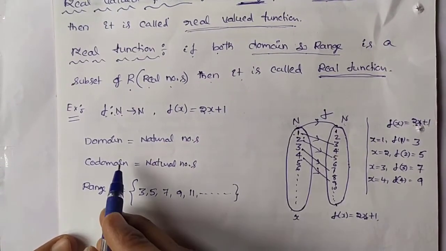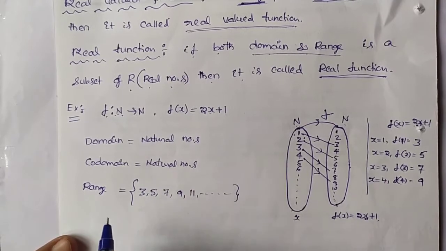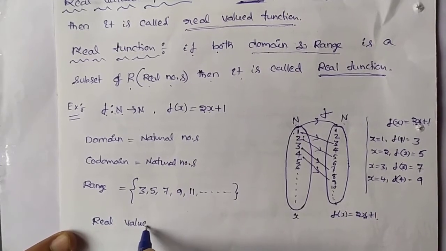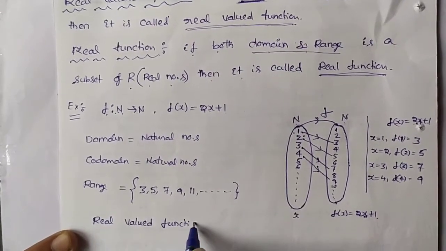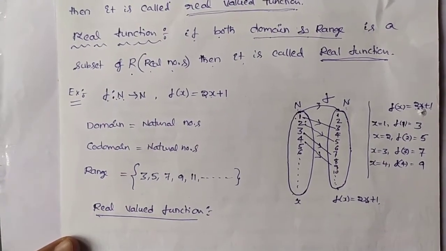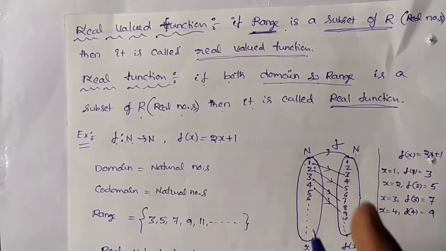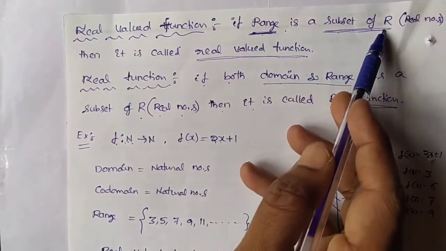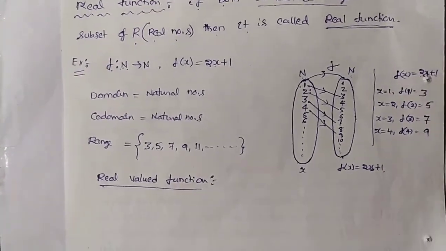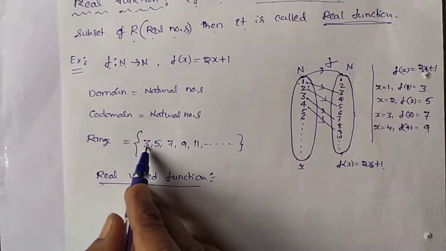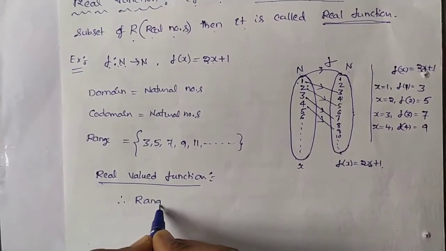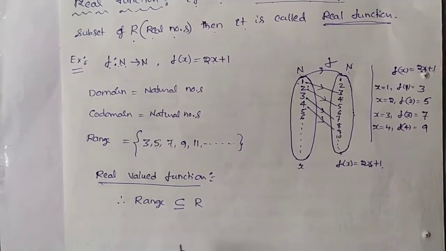Now let us define real valued function and real function. Let us verify whether it is a real valued function or not. Real valued function is nothing but what? You just see the definition of the real valued function. Range is a subset of R. Range of this function is 3, 5, 7, 9, 11. Therefore, this range is a subset of R.